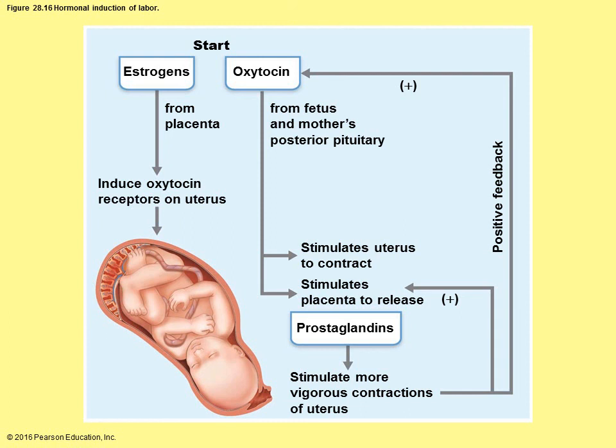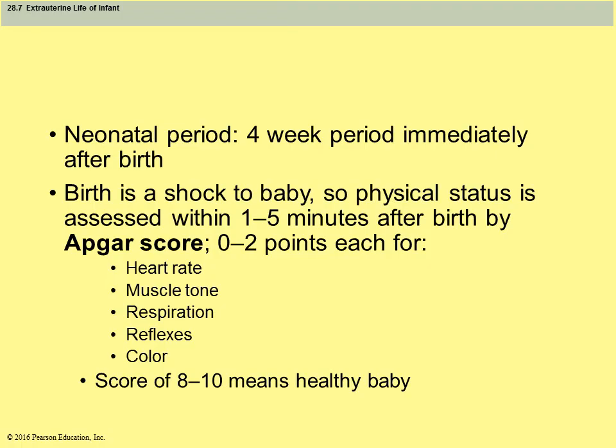It is also going to help stimulate the placenta to release additional hormones, prostaglandins, which in turn will stimulate the release of more oxytocin. It's a positive feedback. So as you release these two hormones, they stimulate the uterus to contract. They stimulate the placenta to release even more, which is going to then stimulate even more contractions. And so that's why the contractions will progress quicker and stronger until birth occurs.